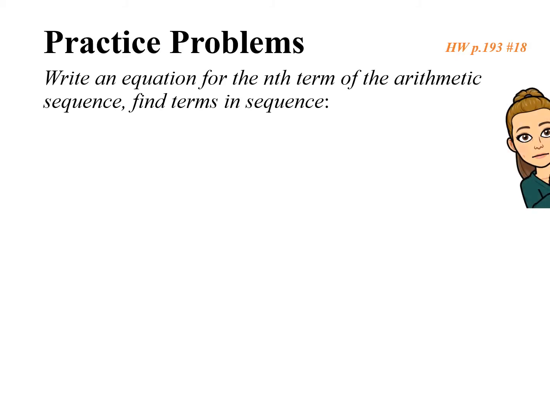So now this is from your homework. This is page 193, number 18, and I want to write an equation for the nth term of the arithmetic sequence, and I want to find terms in the sequence. The first thing I have here is the sequence -3, -8, -13, and -18. When I'm looking at this, I want to find the difference. I want to figure out what is the difference between each of these. So I do that same process. If I go from -3 to -8, that's a change of -5. So my difference is -5.